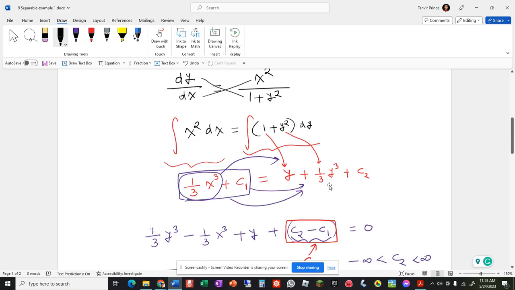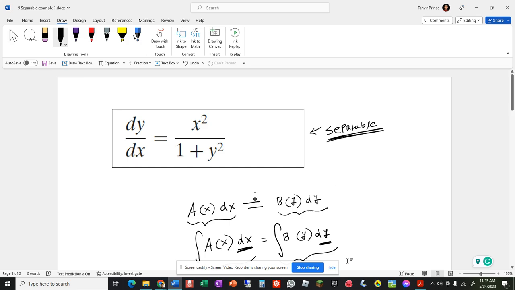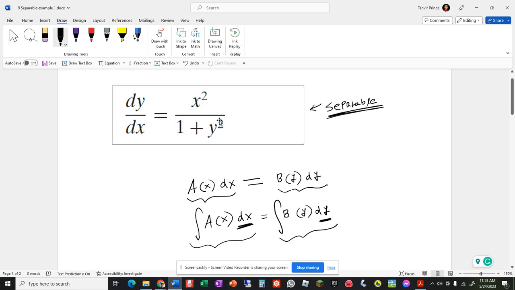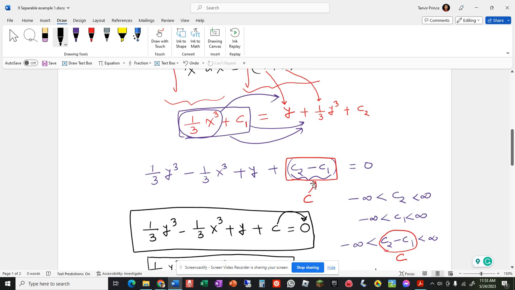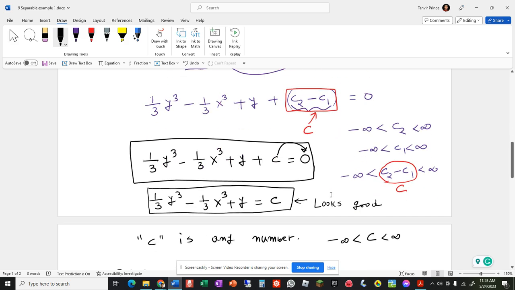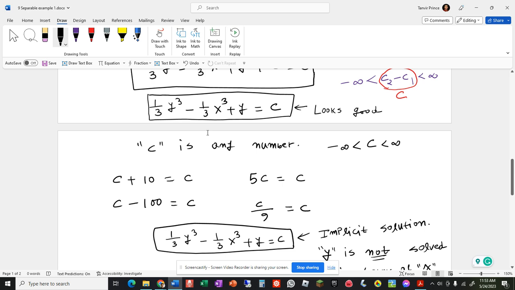To summarize, we did an example of a separable differential equation. We learned about what a separable differential equation is. We did one example of this separable differential equation. We learned that we just need to add c on one of the sides, not both. We learned about the explicit solution versus the implicit solution. This one is an implicit solution here. We also learned that this arbitrary constant c can absorb any constant.